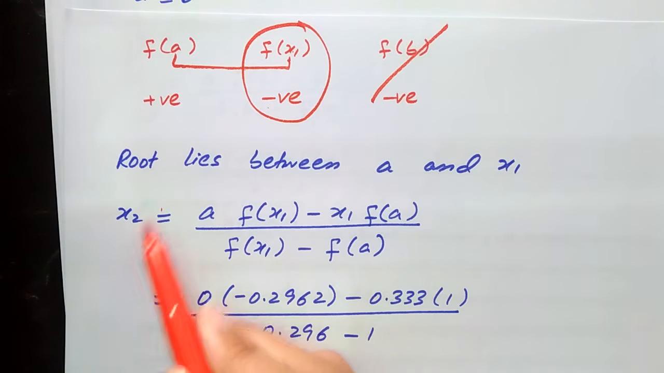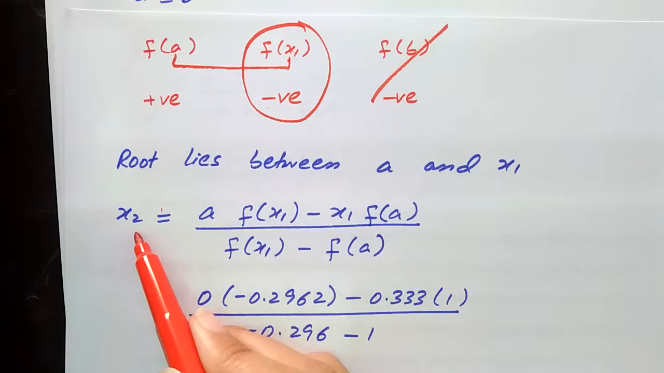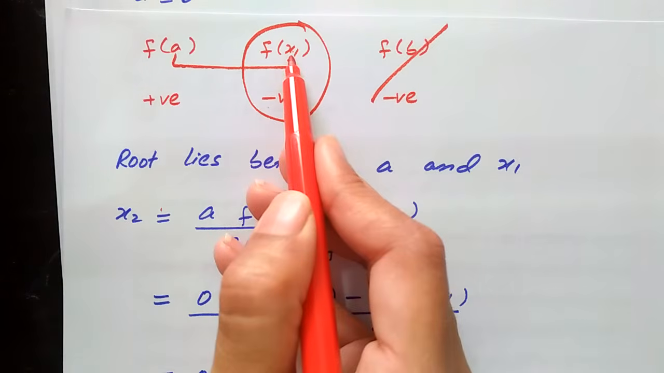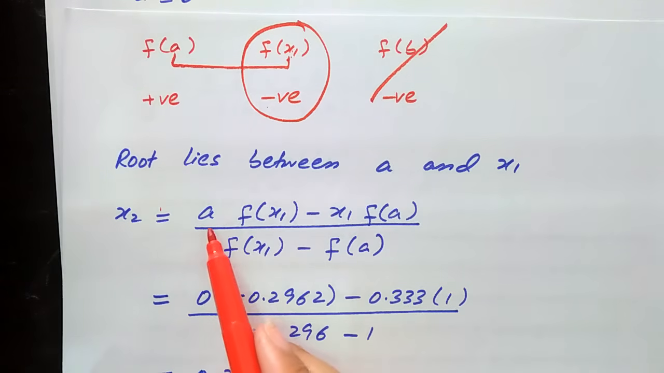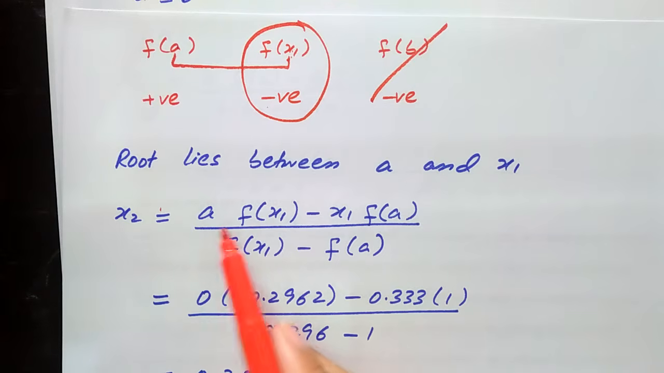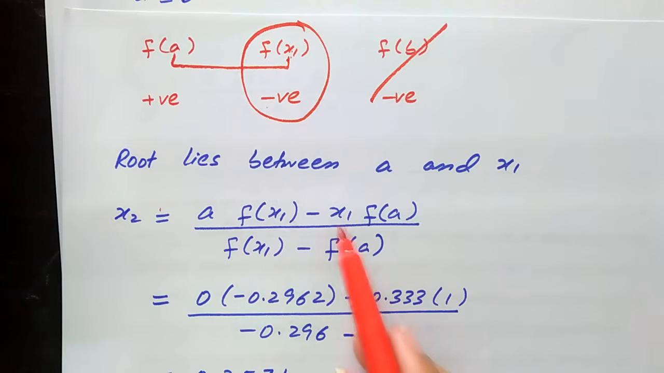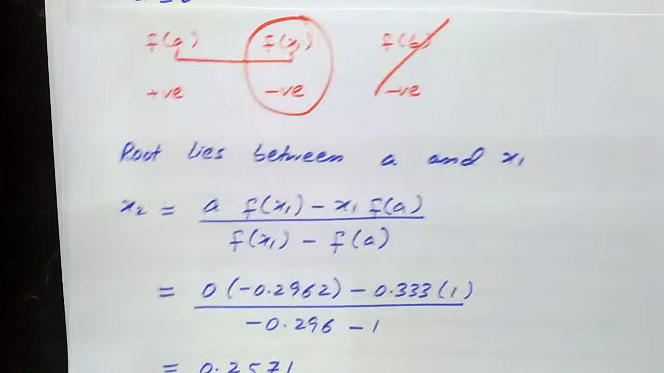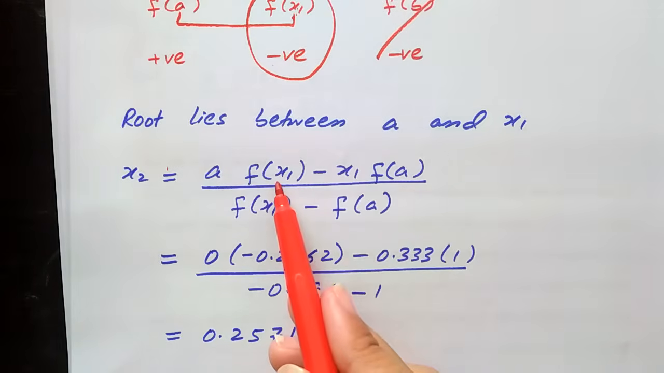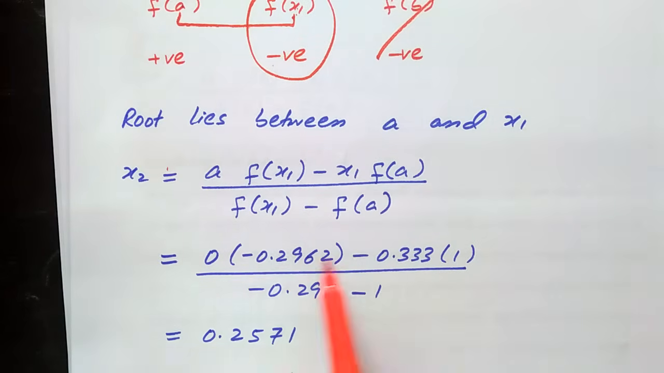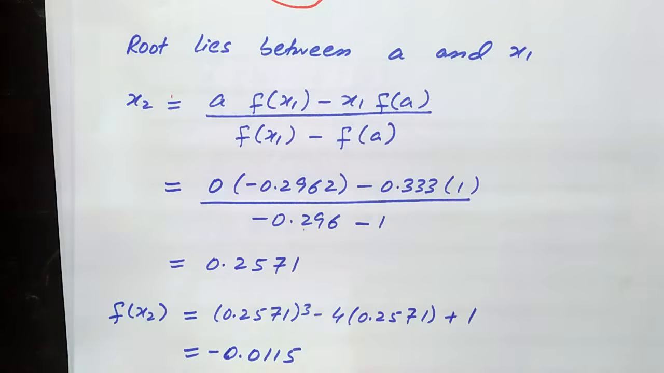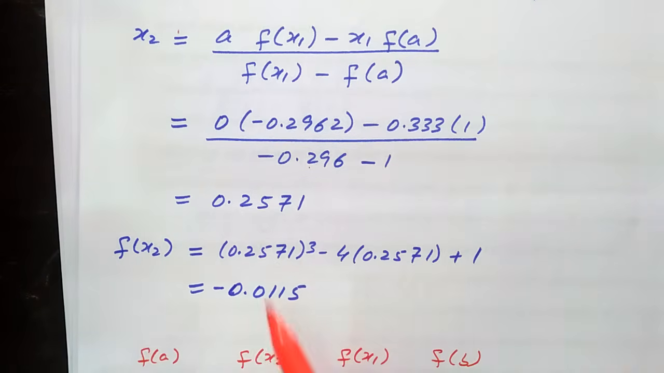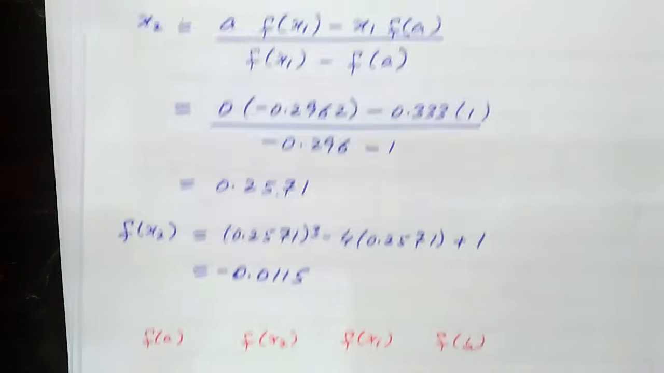So our second approximate value will be calculated using a and x1. The formula for the second approximate value will be x2 equals (a f of x1 minus x1 f of a) over (f of x1 minus f of a). Use the values calculated earlier in this formula and you get x2 equals 0.2571. Now use this value in the function and observe the behavior again.